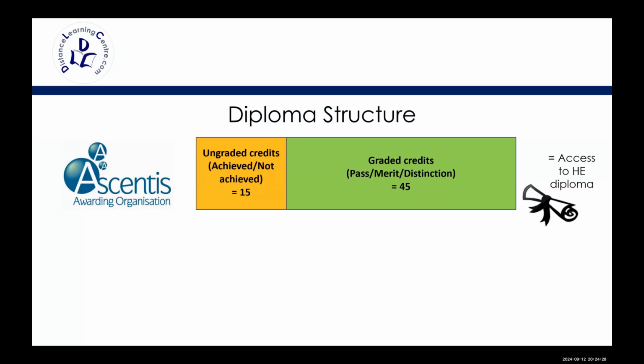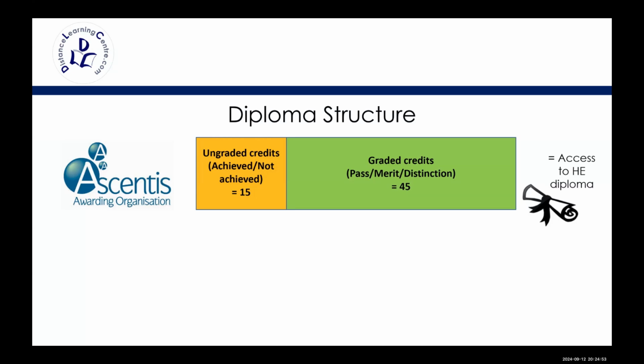All of the diplomas in the country are set up in exactly the same way, and that's that the first 15 credits are ungraded. So they're either achieved or not achieved. So the reason it's structured this way with the ungraded credits, they're the first ones that you'll do, the study skills units, and also any introduction units. And they're to kind of ease you in.